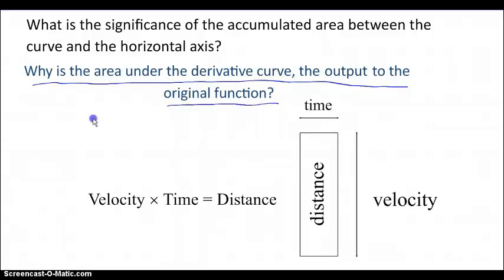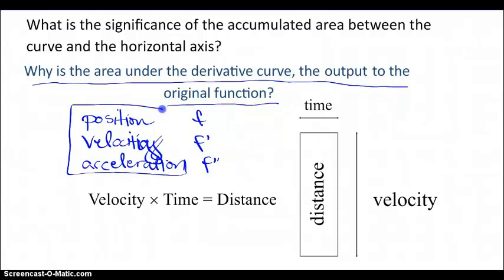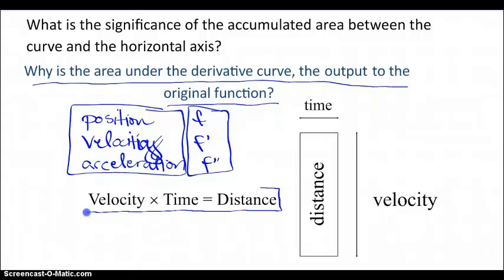I'm going to go into the position, velocity, acceleration context, because we understand that relationship: position, velocity, and acceleration. We understand that this is the original function, the derivative function, and the second derivative function. So if it's true here, then it better hold true in general for any set of functions that have this relationship.